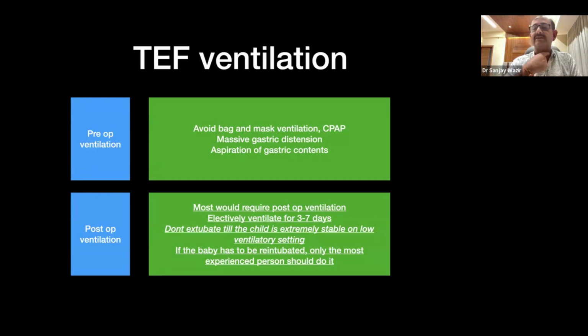But post-op, if you've done a primary anastomosis, you should electively ventilate these babies for approximately 3 to 5 days, preferably. I generally prefer 5 days, but sometimes some people are really brave and do it at 3 days, but I suggest 5 days. But do not extubate till the child is extremely stable on a low ventilator setting.